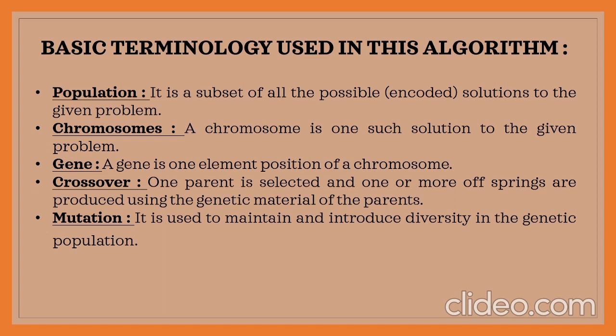Chromosomes. A chromosome is one such solution to the given problem. This means when a population is converted into some binary or something, when a number is given, that number is converted into a binary code, then that binary code will be known as chromosome. What is gene? A gene is an element in chromosome.